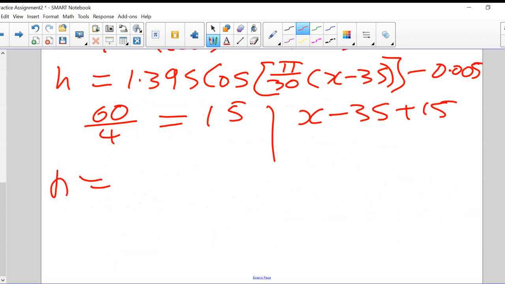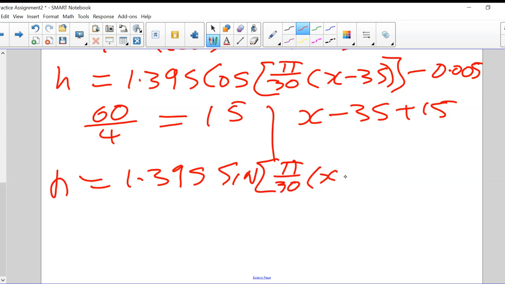So h equals 1.395 sine, this time, pi over 30, x minus 20, minus 0.005. On a graph, you couldn't tell the difference between both of these two equations.